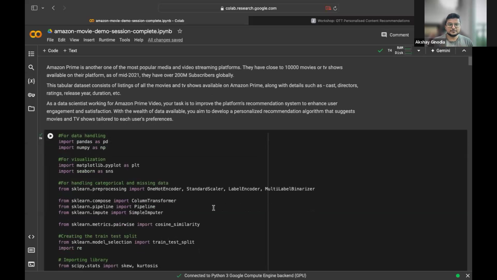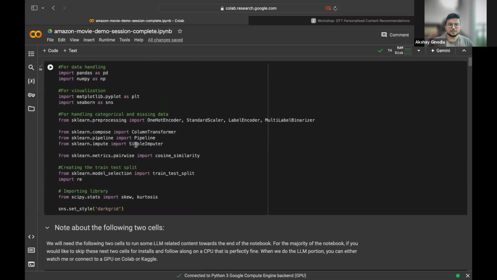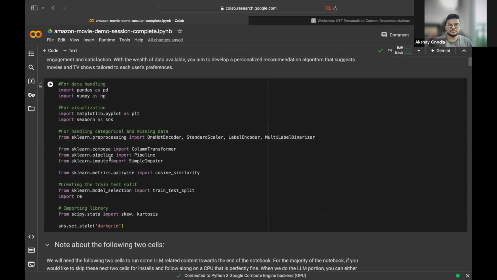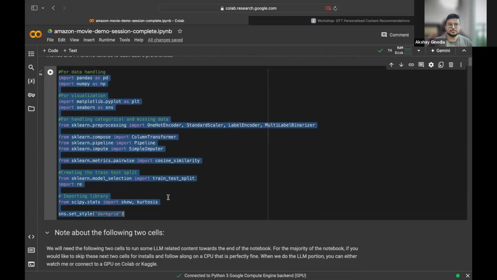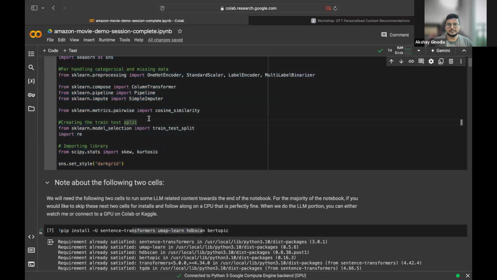There are a couple of cells. I'm not going to go into very minute details about it. What I want to say is, before we start coding, we need to do some imports, which is what we are doing in this cell, and then we need to do some installations. So what are we importing? What are we installing?